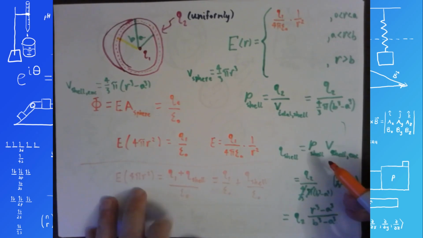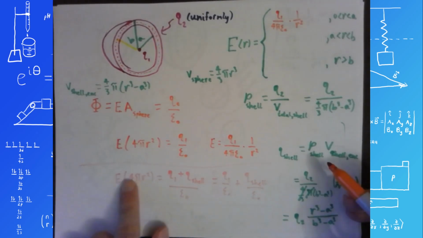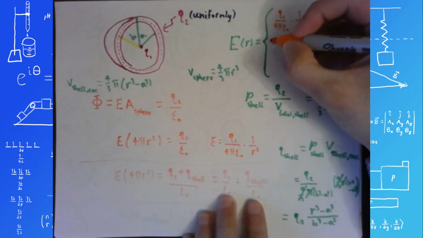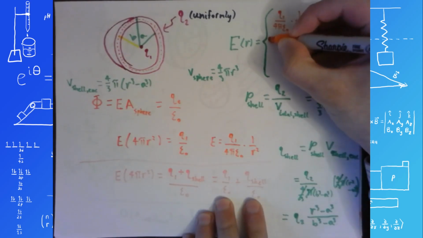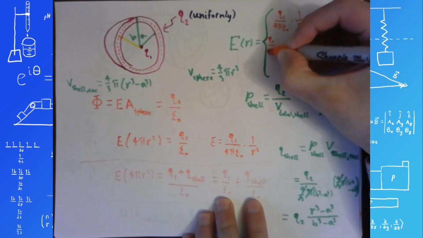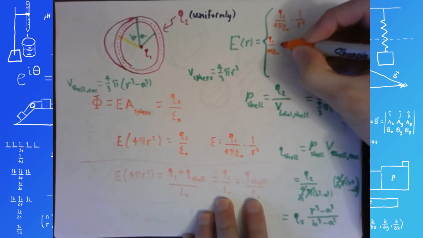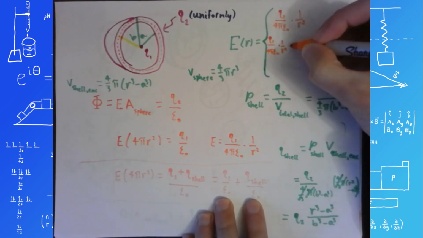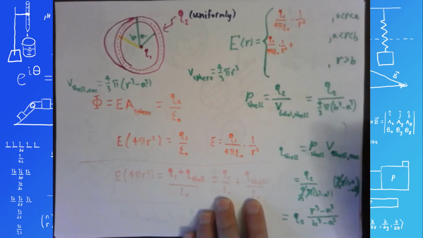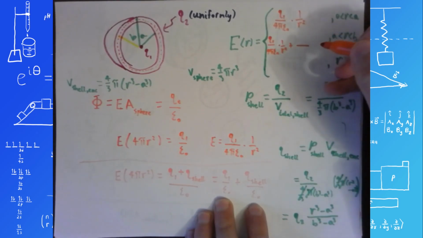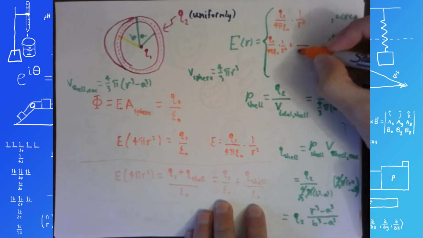But if we divide by 4 pi r squared, if we divide that 4 pi r squared over to here, then we're going to have Q1 over 4 pi epsilon naught times 1 over r squared plus Q shell over 4 pi epsilon naught r squared.